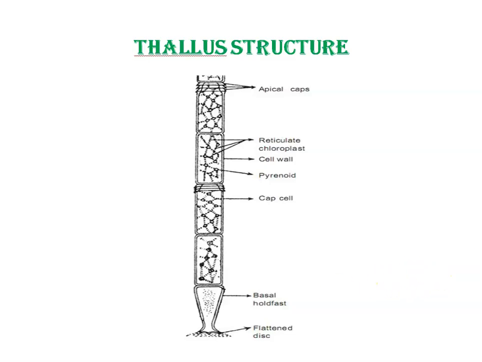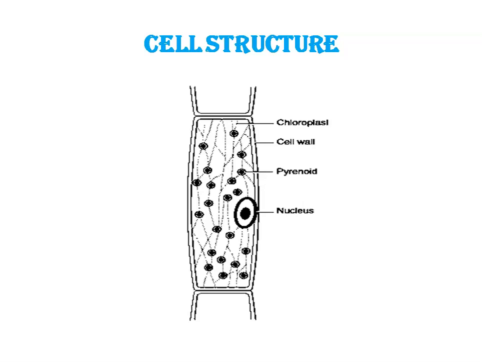Now, the structure of a single cell of Oedogonium. The vegetative cell of Oedogonium is cylindrical and possesses a thick cell wall. The inner layer is cellulosic and the outer layer is made up of pectin. A thin layer of chitin is also present above the pectin layer. The protoplasm contains a reticulate parietal chloroplast.